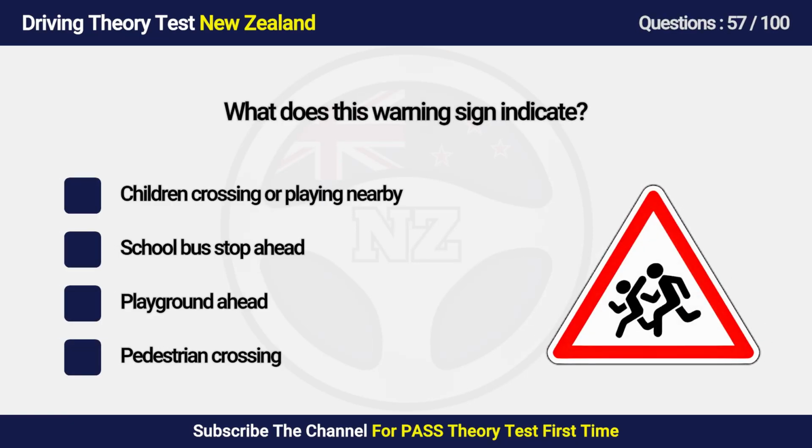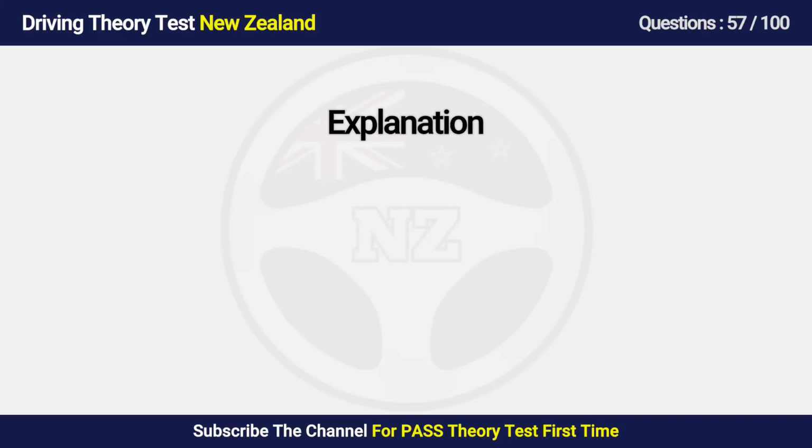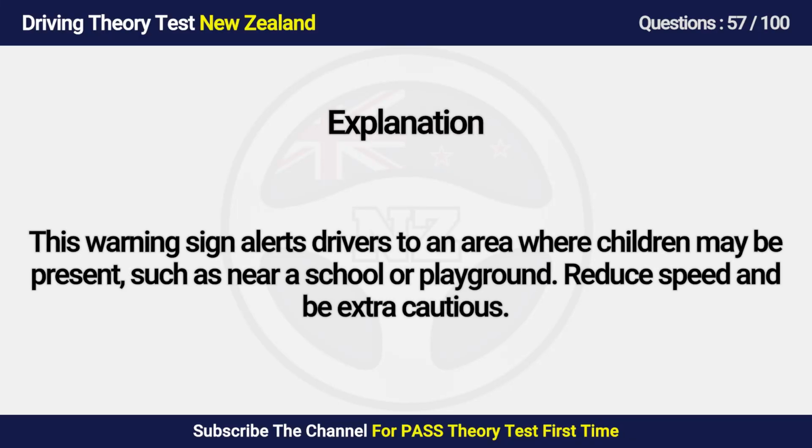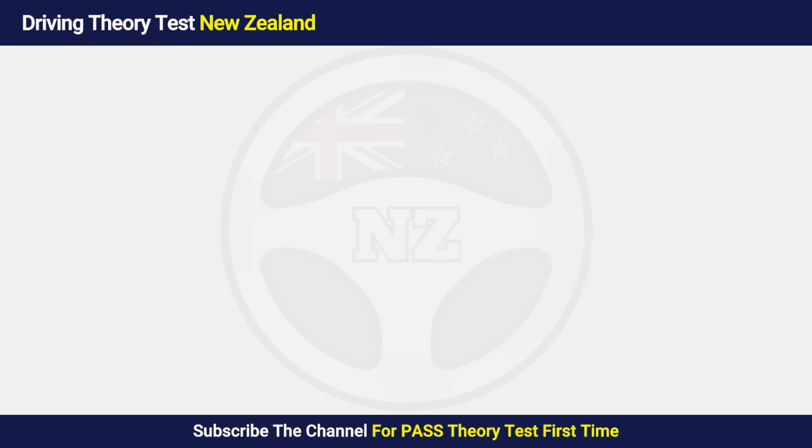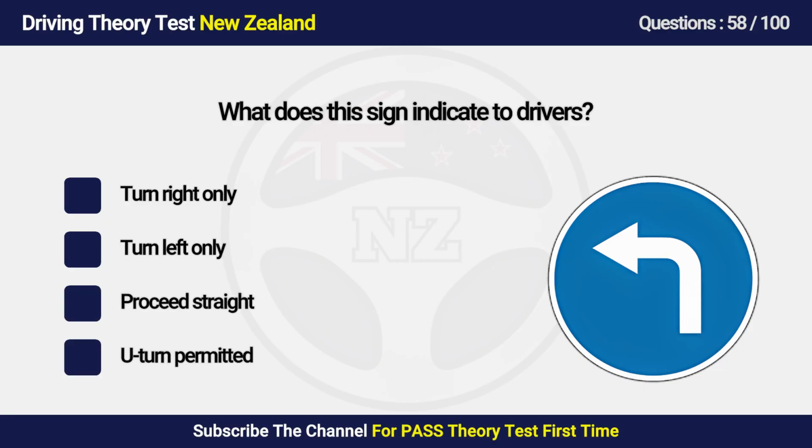A. Children crossing or playing nearby. B. School bus stop ahead. C. Playground ahead. D. Pedestrian crossing. Answers is A. Children crossing or playing nearby. This warning sign alerts drivers to an area where children may be present, such as near a school or playground. Reduce speed and be extra cautious. Question 58. What does this sign indicate to drivers?